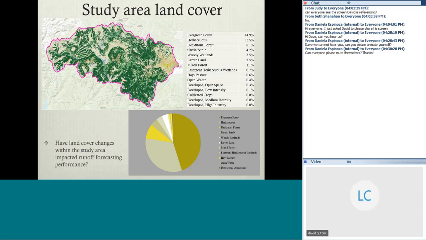Here's a map showing land cover variability in the watershed. There's a lot of evergreen, or at least there used to be a lot of evergreen forest. I'll get to that more in a moment. There's a lot of terrain above tree line as well, so a lot of alpine zone. One of the questions we pose is, how have land cover changes within the study area impacted runoff forecasting performance? What we're getting at there is, what are the effects of disturbance, especially on runoff forecast errors?